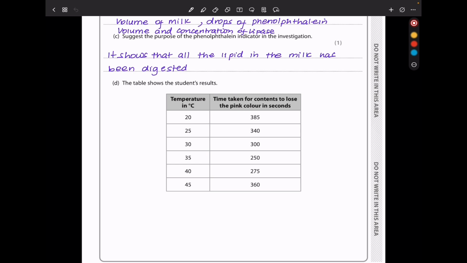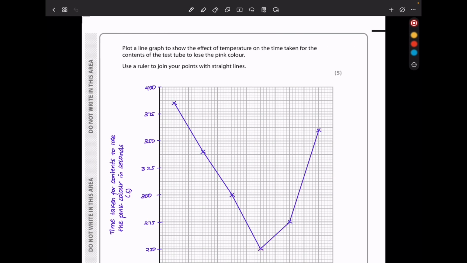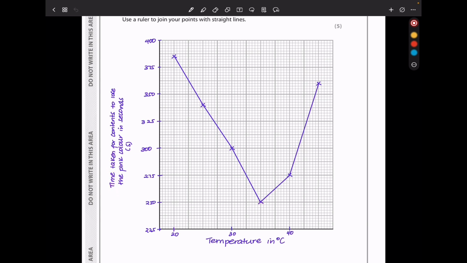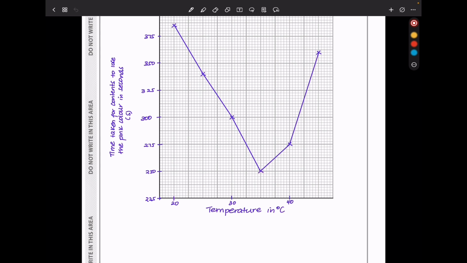In part D, they say the table shows the student's results. These are the results. And then they say plot a line graph to show the effect of temperature on the time taken for the contents of the test tube to lose the pink color. Use a ruler to join your points with straight lines. On the vertical axis, I have time taken for the contents to lose the pink color in seconds. And on the horizontal axis, I have temperature.